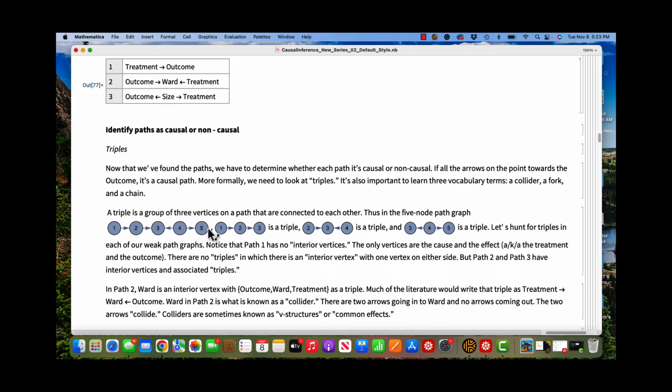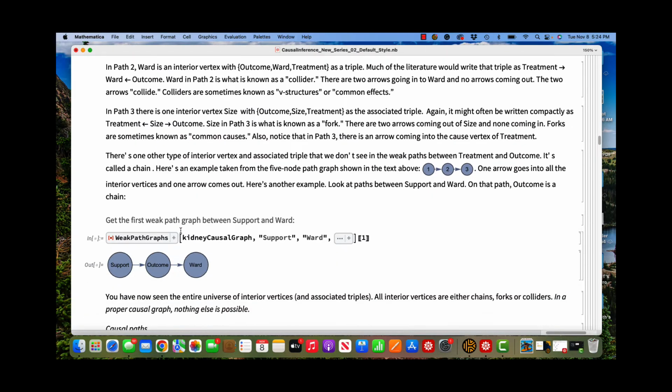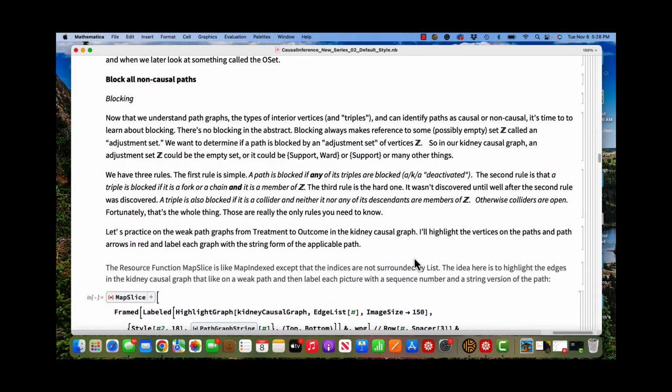3, 4, 5 is right. 3, 4, 5 is a triple, but here it's called a fork. The arrows are both coming out of the middle vertex. And those are the only possibilities. There are no other possibilities for a directed graph. It's either a chain, a collider, or a fork. And once you recognize those, you kind of know what to do with them. Okay.